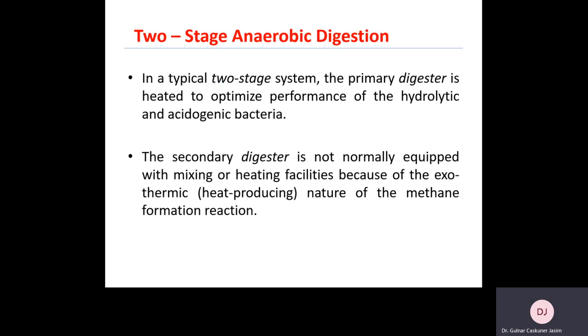Usually, the 2-stage anaerobic digestion process is used very commonly. In the 2-stage system, the primary digester is heated to optimize the performance of the hydrolytic or acidogenic bacteria. The secondary digester is not normally equipped with mixing or heating facilities because the methane formation reaction is already exothermic. That means heat producing. So there is no need for any heating in the secondary digester.